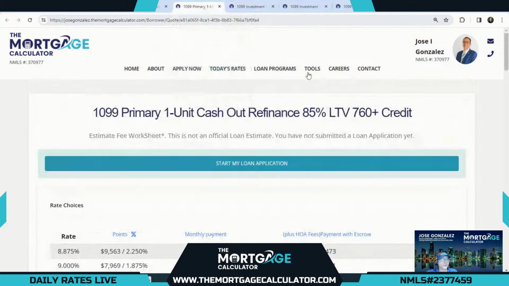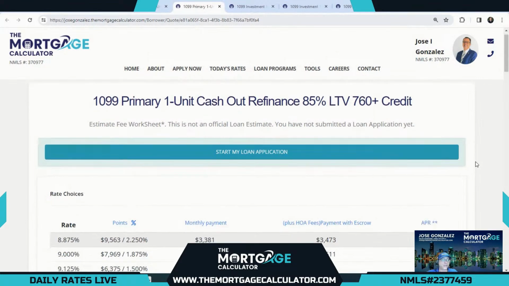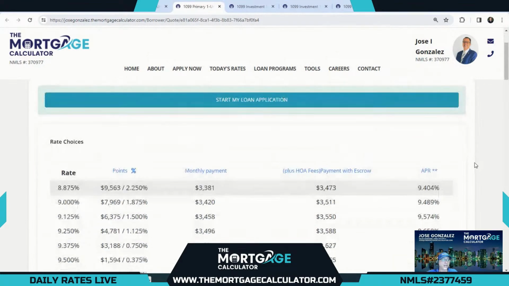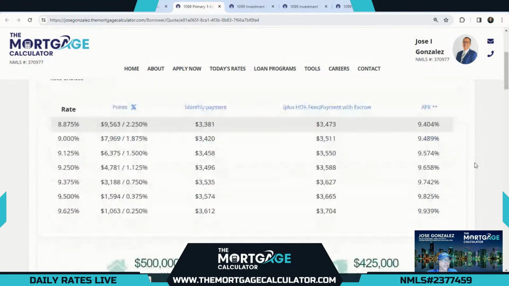And now for some refinance options, cash out refi. Maximum LTV for the primary 1099 one unit cash out refi is 85% LTV. And at an 85% LTV on the cash out, our lowest cost option is 9.625%, and our lowest rate option is 8.875%.